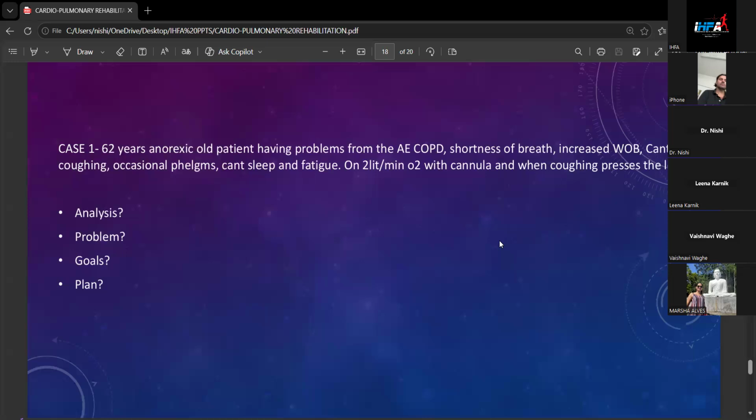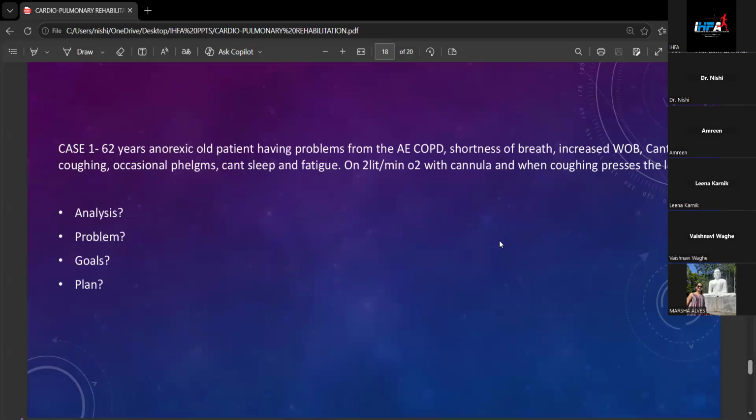Okay. So according to the condition, what is the problem list and how will you treat that? Anyone? What is the problem list? It's given right in front of you. Shortness of breath. Okay. What will you do for shortness of breath? Which treatment technique will you choose? Endurance training. For shortness of breath, you'll directly jump to endurance training? No, no. The patient will have much more shortness of breath. That will increase it.